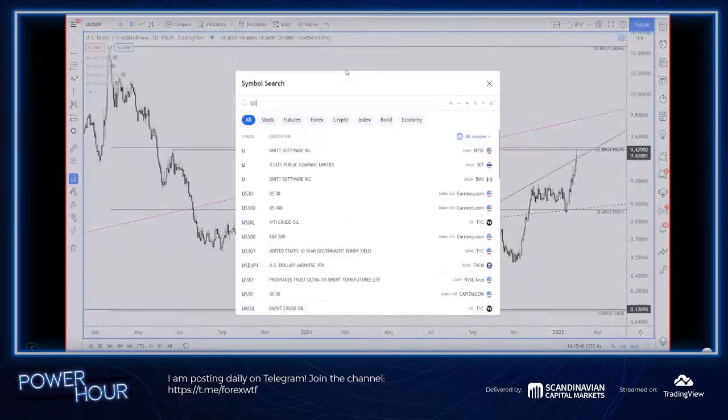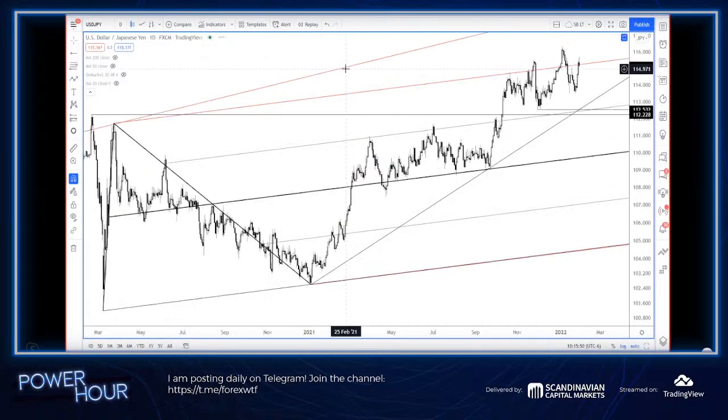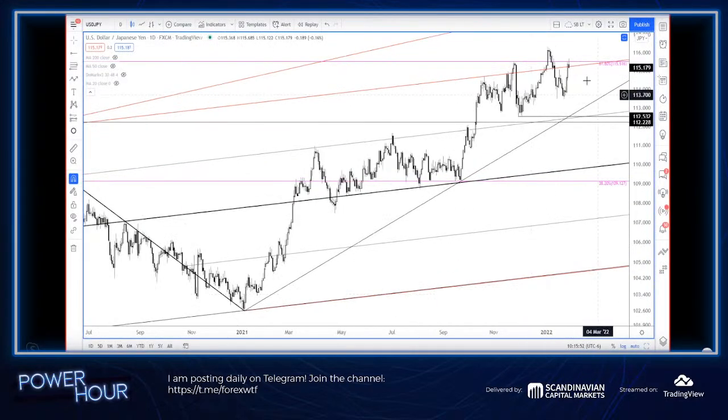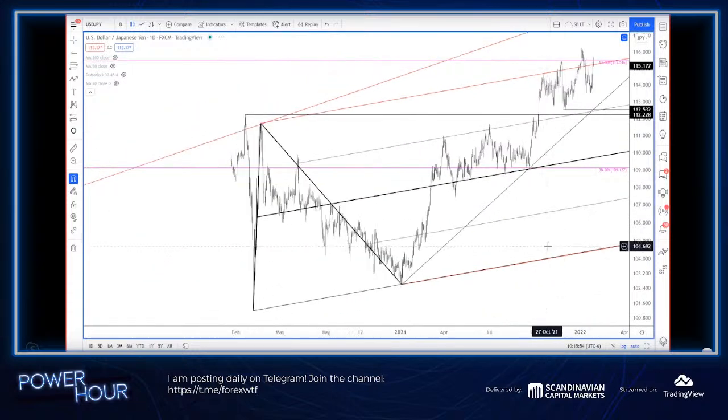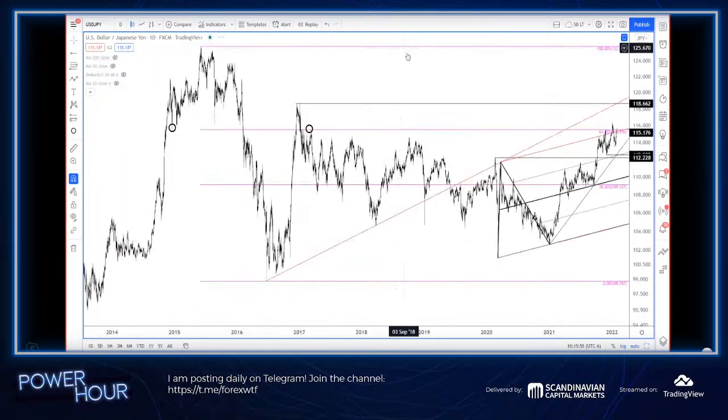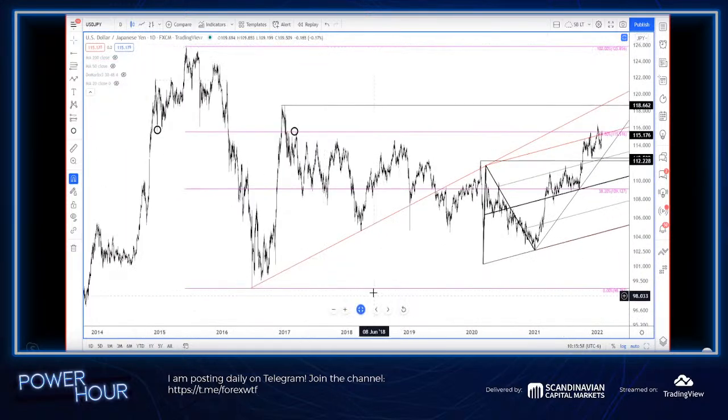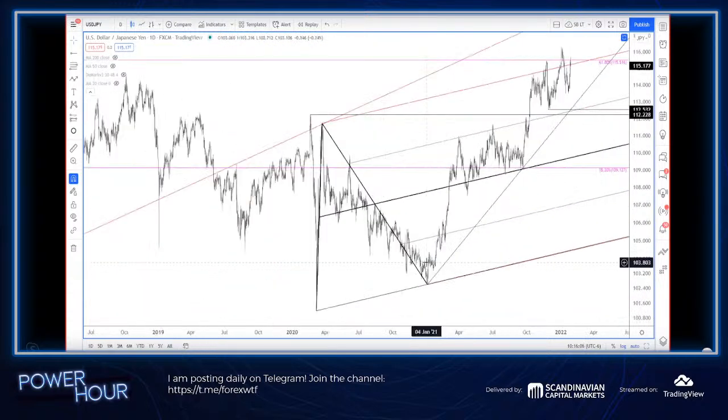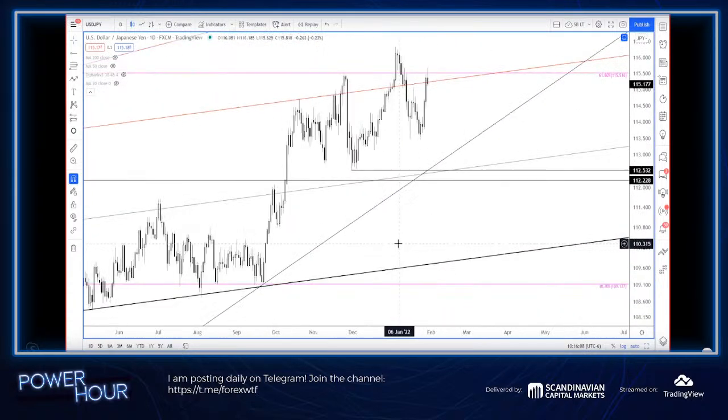Let's move on to dollar yen, which was a question before. All right, so dollar yen putting in a pretty good reversal here. Something to consider: you see these magenta lines here. These are fib retracements. So from the 2015 high down to the 2016 low, the 618 retrace is 1550. It's a pretty sticky level, right?